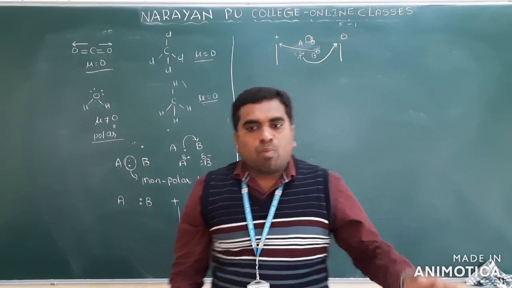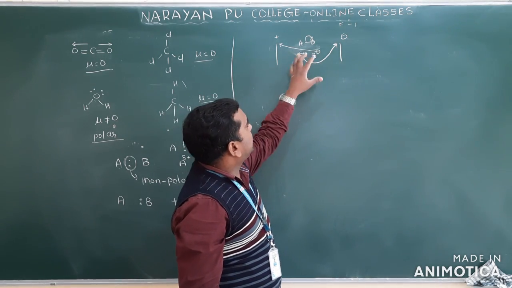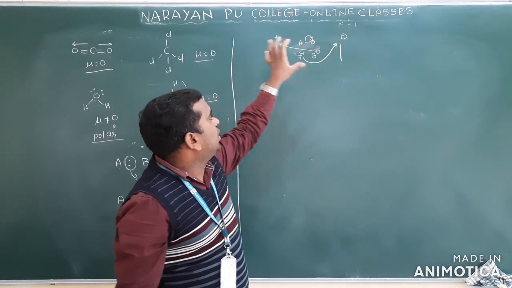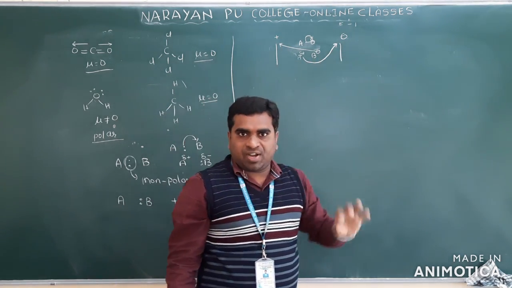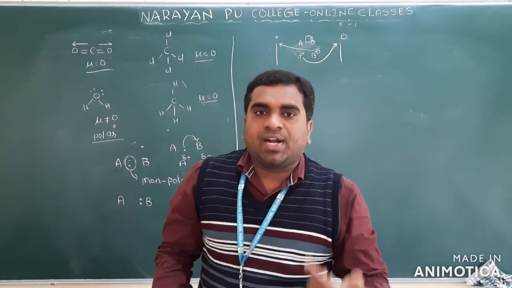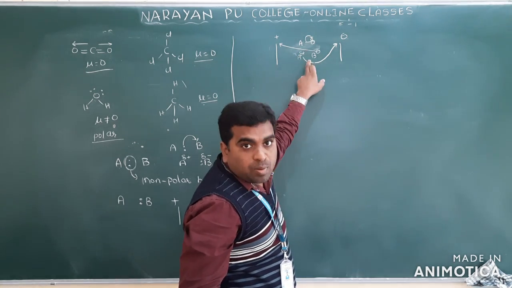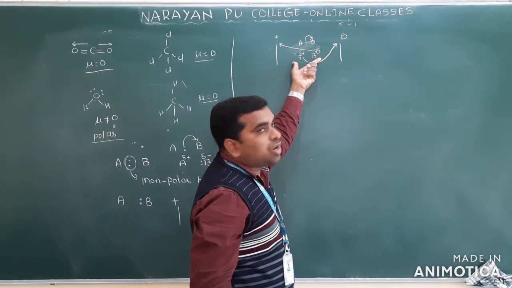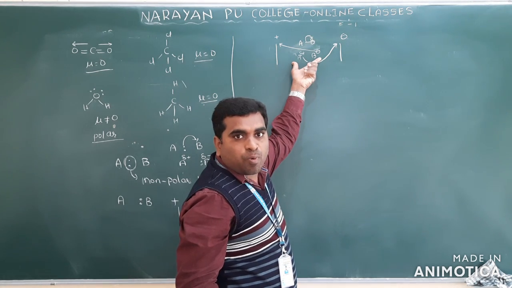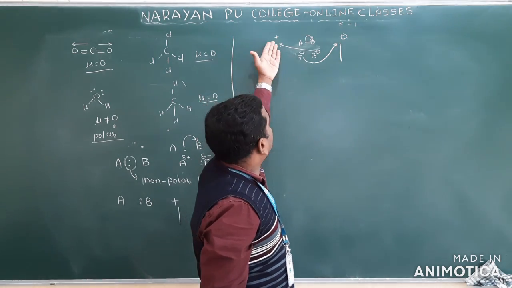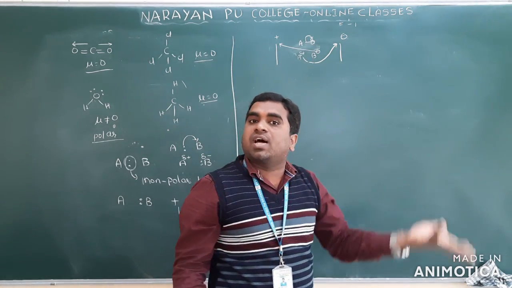Clear? If the molecule is polar, then it will move towards the respective opposite charge of the electric field. But which is not deflected? Not deflected means it should not be polar. If it is non-polar, then poles will not be generated. It will not move towards the positive or towards the negative.